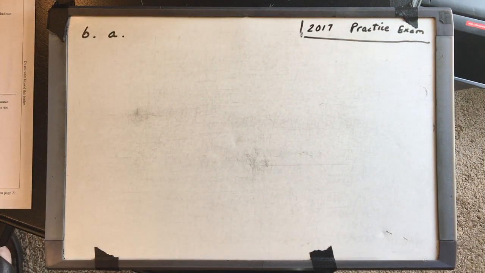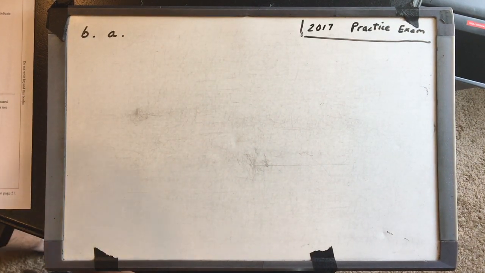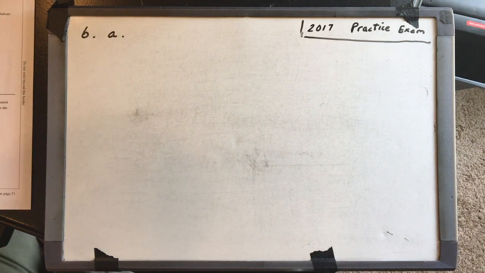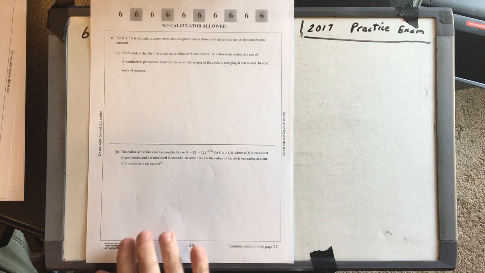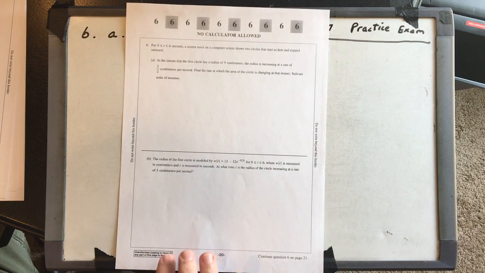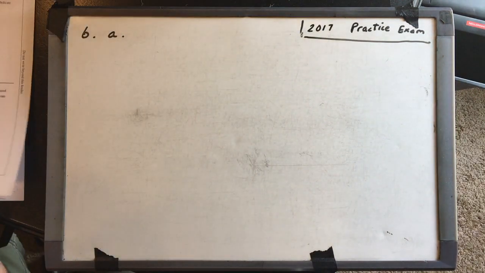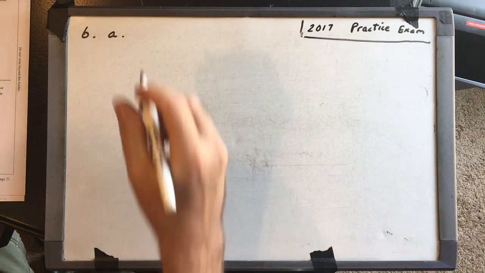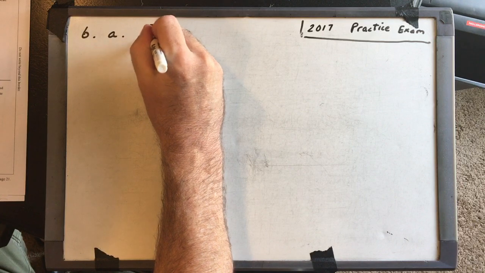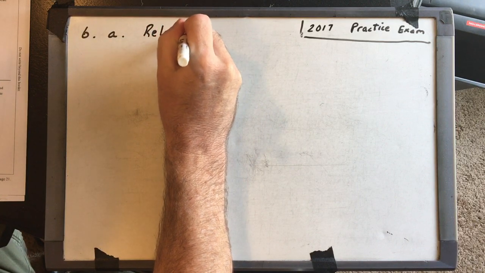Okay, in this video we're going to work the 2017 AP Calculus Official Practice Exam number 6. Number 6 starts with a problem that I do think is fair game for the 2020 tests, and it involves related rates.